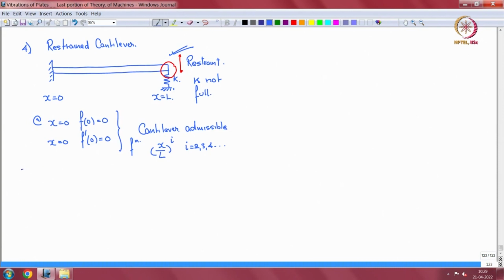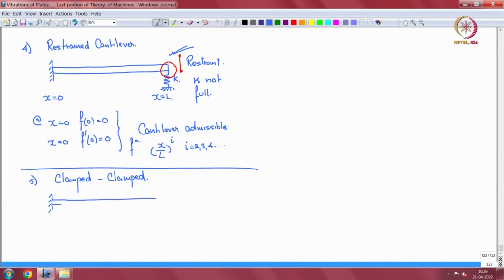Number 5. Suppose the beam was clamped on both sides, or both ends. This one wall, the beam is clamped into it. This is the other wall, where the beam is again built in or clamped. So what are the conditions?